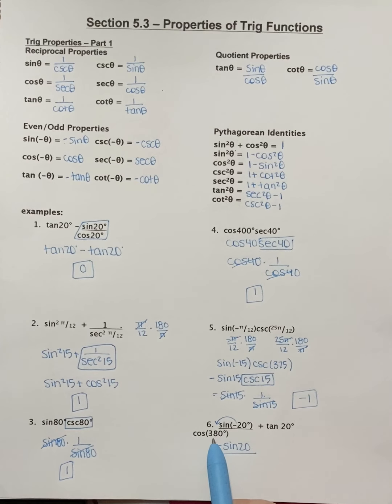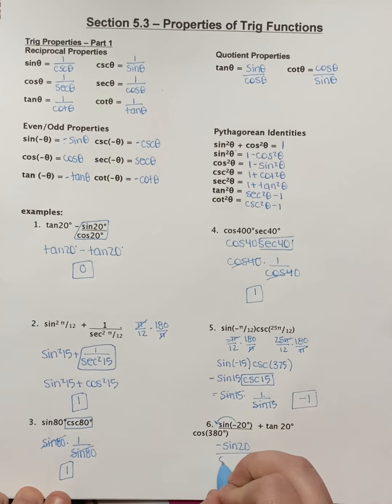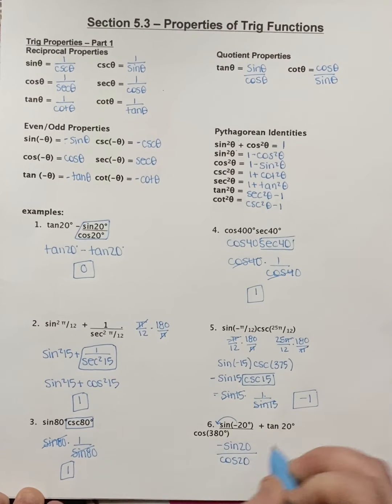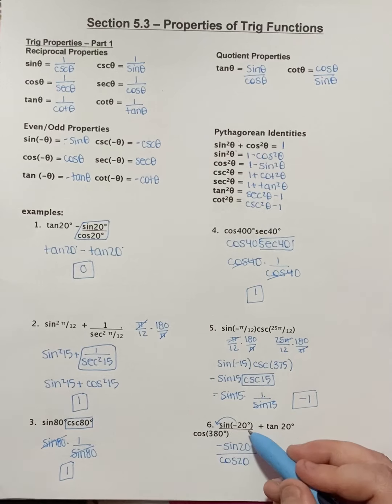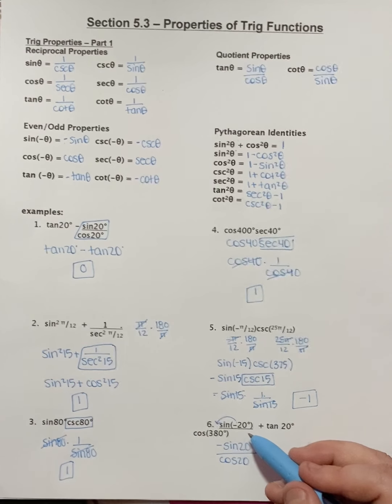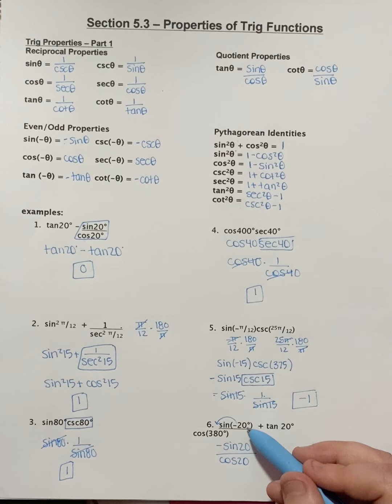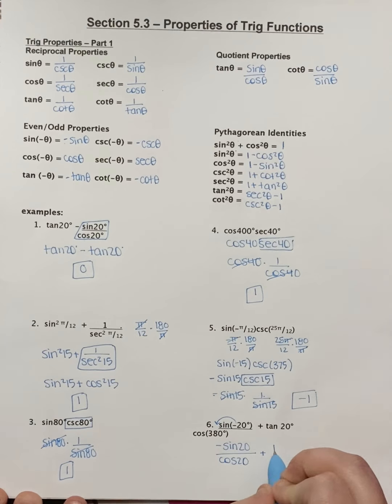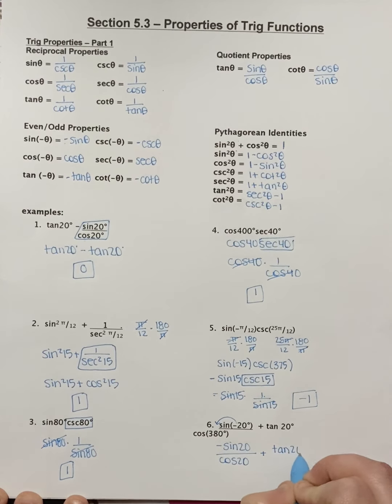All right, on the bottom right here, I've got the cosine of 380. Well, 380 is too big because it's bigger than 360. So I'm going to take 380 and subtract 360, and that gives me 20. So this is the cosine of 20. Now, notice I have the same angle right here. If I would have taken negative 20 and added 360, I would have gotten 340. And now my angles don't match up. So I need the same angle here. All right, so we've got plus, let's leave this alone, tangent 20.